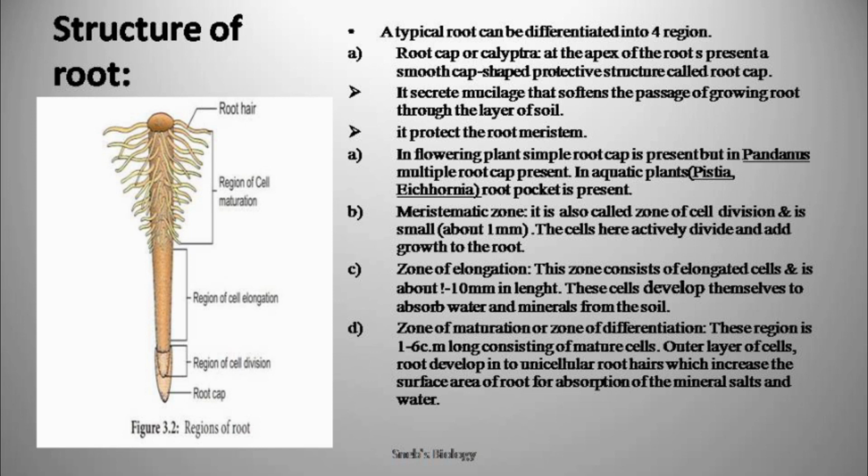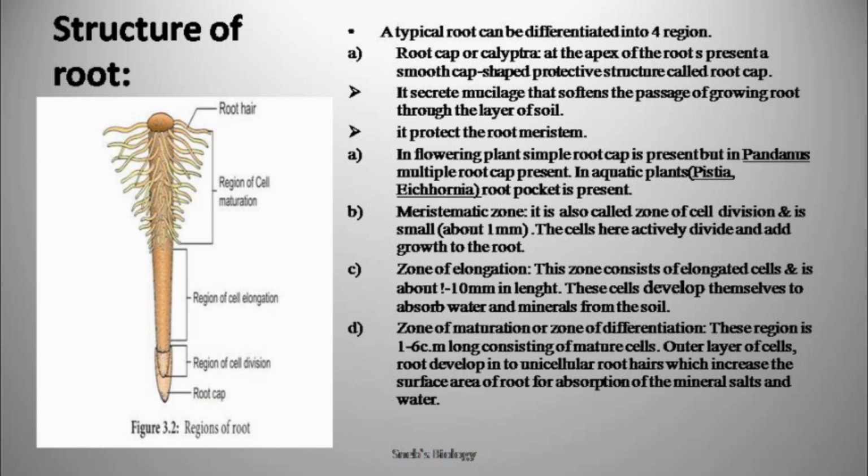Generally, a simple root cap is present in most of the flowering plants, but in Pandanus, that is screw pine, multiple root cap is present. In aquatic plants, for example, Pistia, Eichhornia, Lemna, root pocket is present instead of root cap.